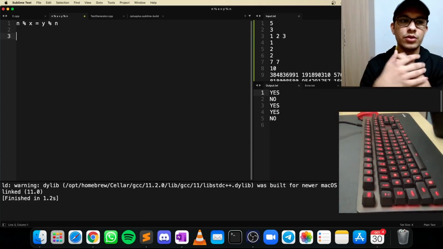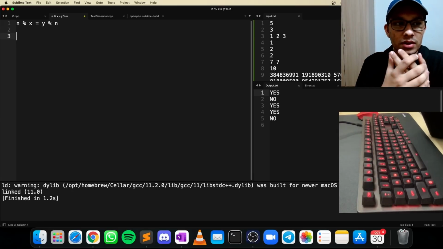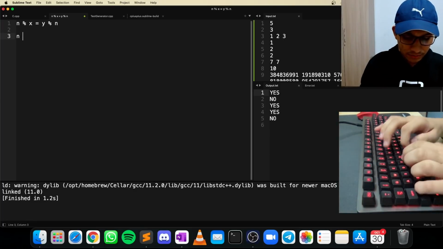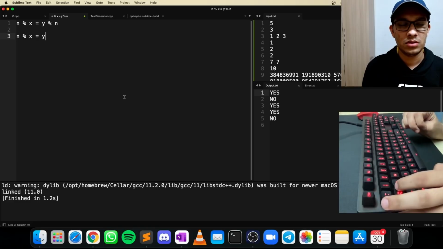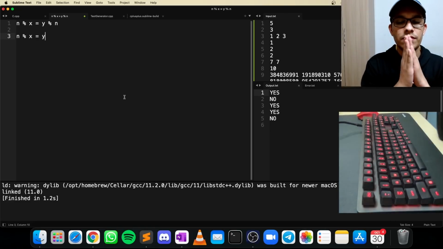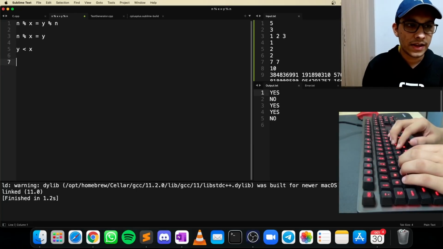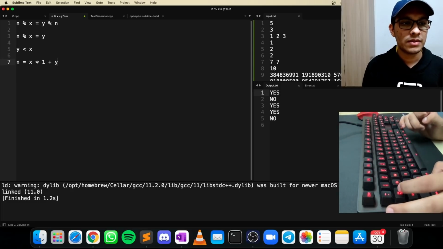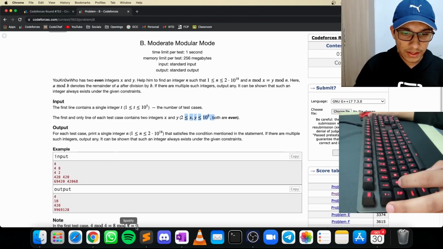Fine, and n can be as huge as you want, right? So if n can be as huge as we want, then why can't I have n modulo x to be equal to y? Why can't I do this? So if y is less than x, then this is nothing. This is like n equals x into 1 plus y, right? If we do this, I think we are done. So this is a case where y is greater than x.